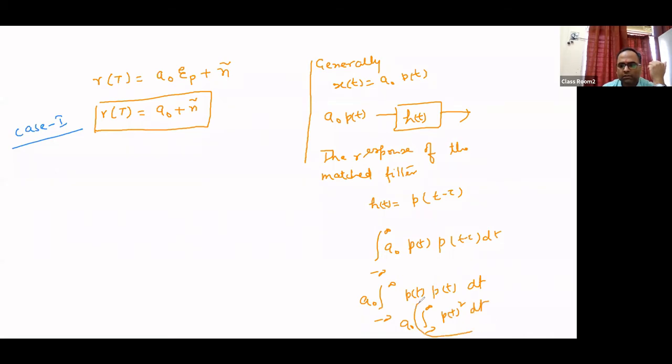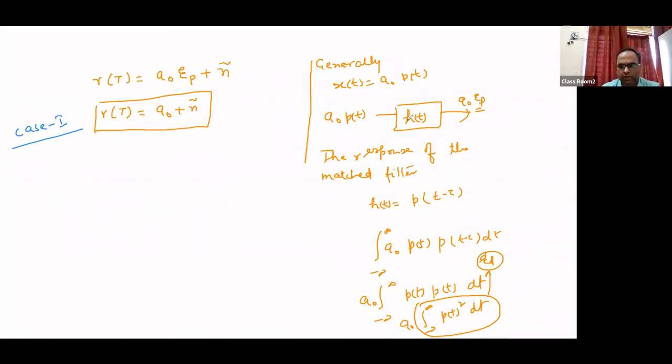So this is the energy of the pulse p(t), and we can write this as EP. So it means that the outcome of this matched filter can be simply A naught EP. And definitely there will be some Gaussian noise which will get added to this signal. So that's why we can write that the received signal from the matched filter is A naught EP plus n tilde. n tilde is a Gaussian noise which is coming from the atmosphere or from the channel.